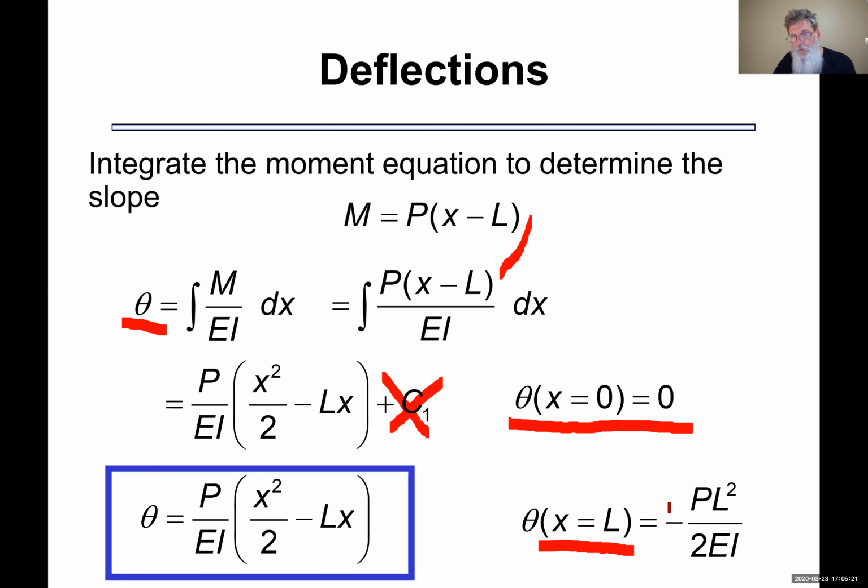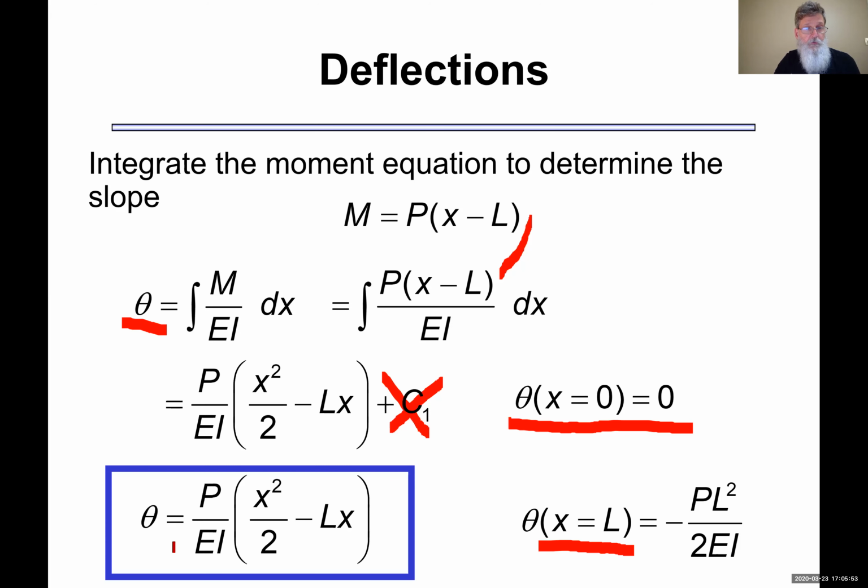If you check the units of this, you'll notice that P is force, L is length squared, so you get force length squared on the top. E is force per length squared. I is length to the fourth. So both the numerator and denominator units are force length squared, which basically cancel out. So again, our slope has no unit here, so it's dimensionless. And mathematically, that will be in radians.